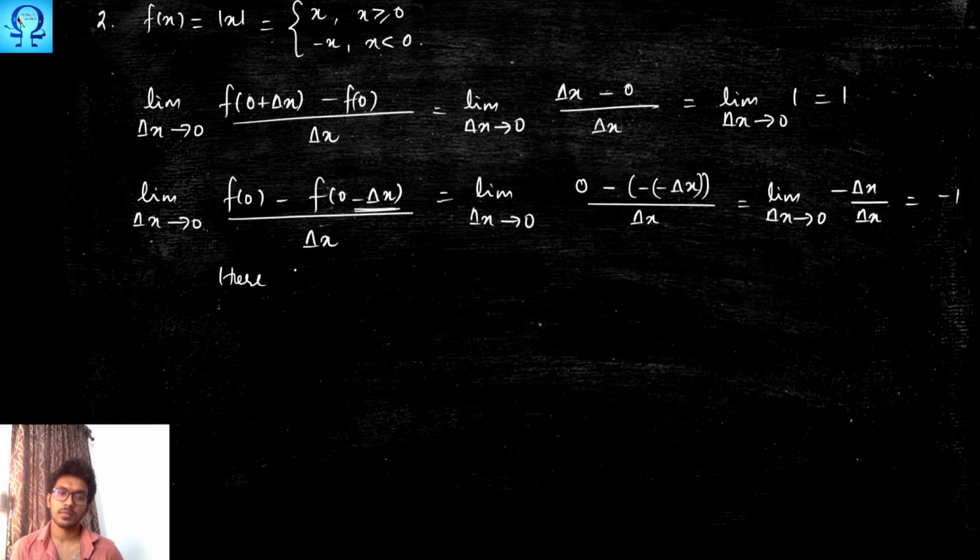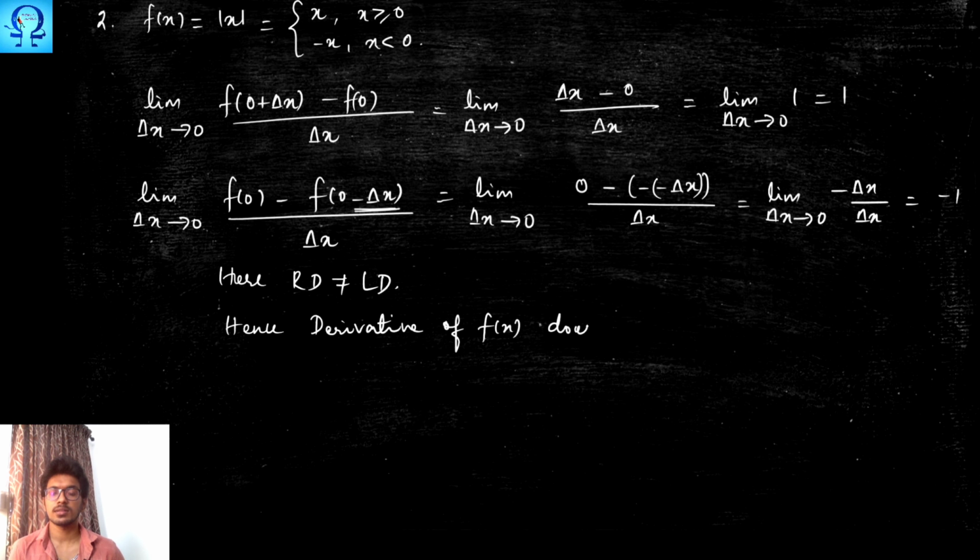Here, right derivative is not same as that of left derivative. Hence, derivative of the function f of x does not exist when x is 0. But this is a continuous function. I have given you an example where the function is continuous but the derivative does not exist, right?